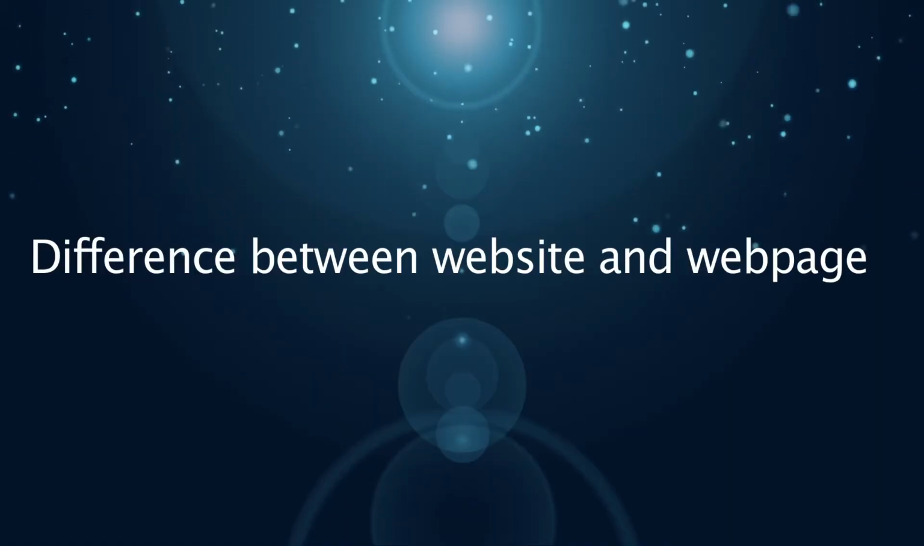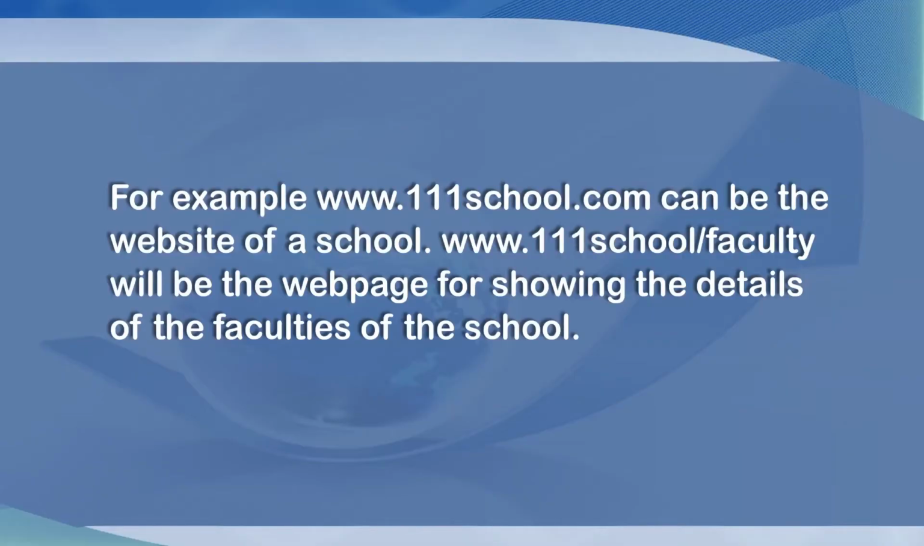Difference between website and web page. Are a website and a web page the same? No. Let us discuss the difference. A website is the name given to the used web pages in their entirety. A web page is a specific content in a website. For example, www.111school.com can be the website of a school. www.111school.com/faculty will be the web page for showing the details of the faculties of the school.